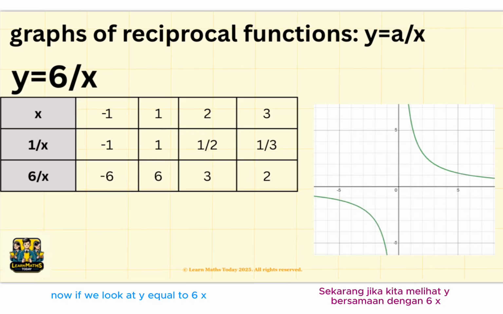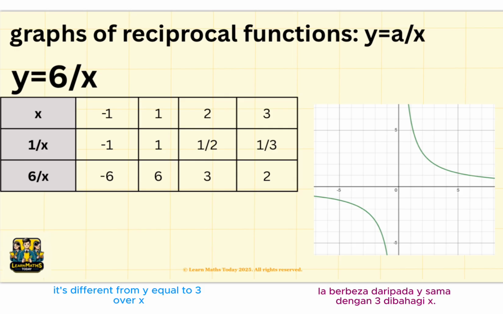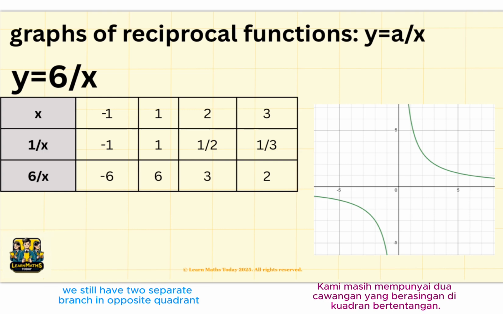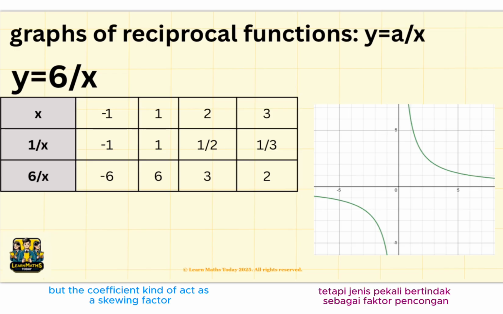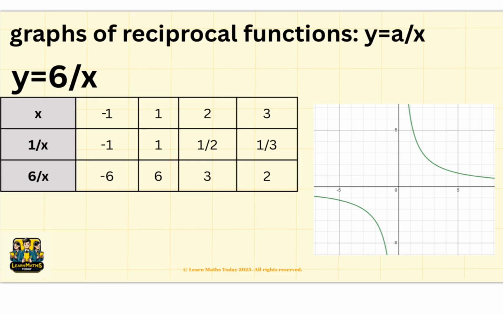Now, if we look at y = 6/x, it's different from y = 3/x. Notice that the shape remains the same. We still have two separate branches in opposite quadrants that don't touch x = 0, meaning the asymptotes are still the same. But the coefficient acts as a scaling factor.